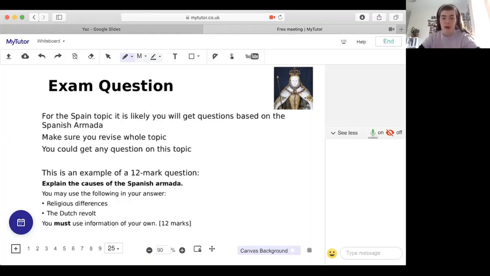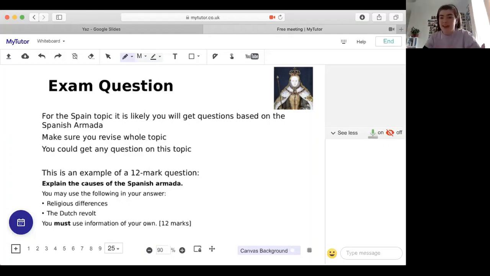So for a 12-marker, you absolutely need to have a third point, and that's how you're going to gain all your marks. As well as writing about religious differences and the Dutch revolt, you will also need to talk about another cause of the Spanish Armada. So if you can all have a little think now of causes of the Spanish Armada apart from religious differences and the Dutch revolt that you would include and put them into the chat, that would be excellent.